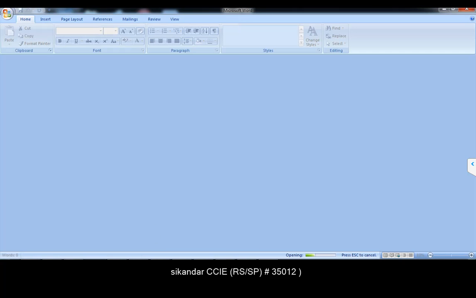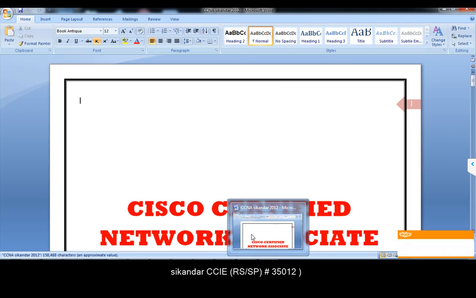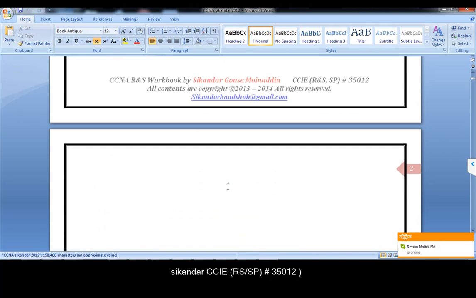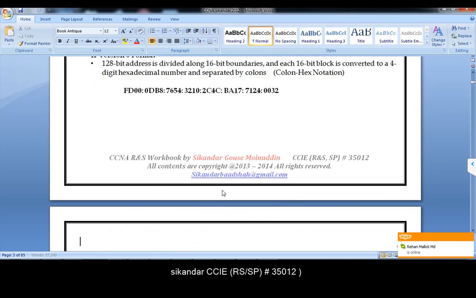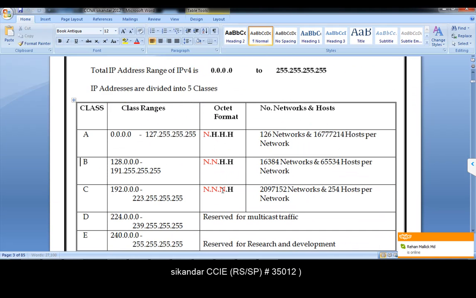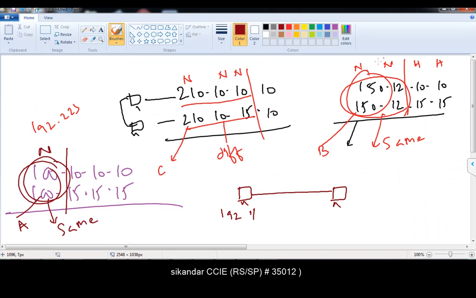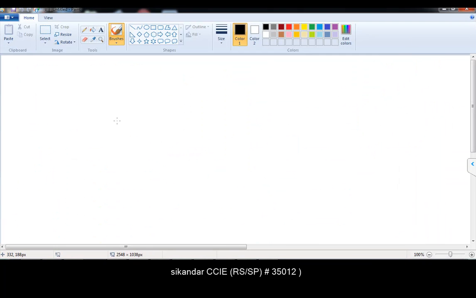Next thing is, let's take one simple scenario to understand in more detail the designing, because this is very important whenever you're designing any network. These are the important points we need to keep in mind. Okay, so let's take an example.